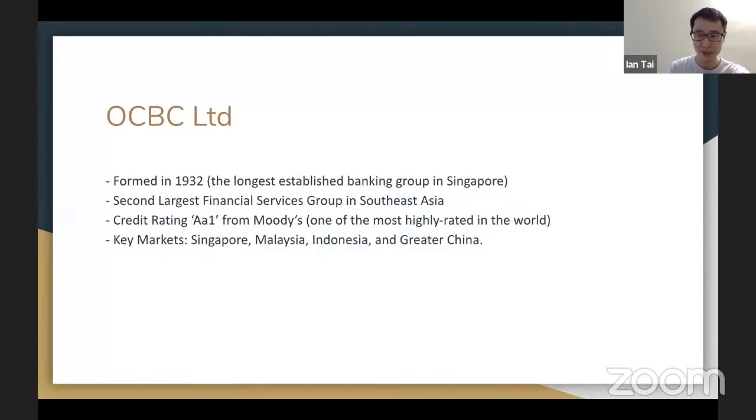Currently, it derives income from these key markets. Number one, Singapore, which constitutes about 50 to 55% of the bank's profits. Greater China is about 20%, which includes mainland China as well as Hong Kong and Macau. And then finally, we have a split of Malaysia, which is a bit more, some 10%+, and Indonesia, which is below 10%. So these are the key markets of OCBC Bank.